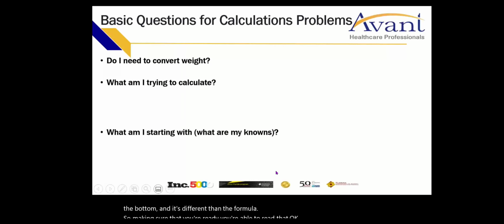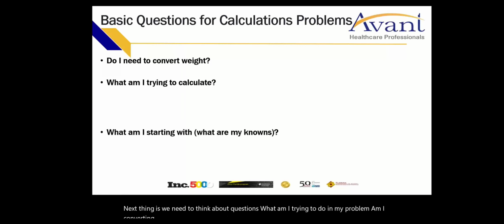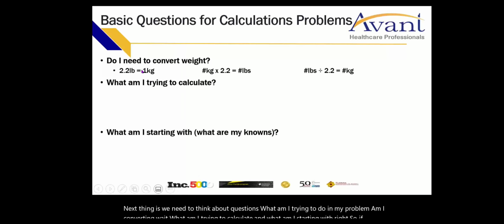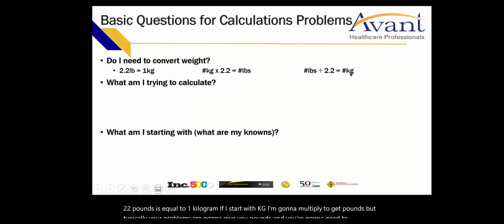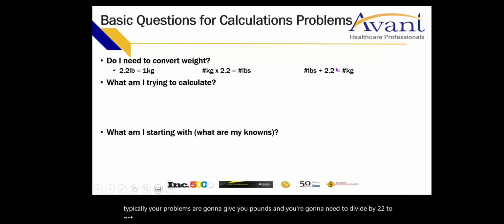All right. Next thing is we need to think about questions. What am I trying to do in my problem? Am I converting weight? What am I trying to calculate? And what am I starting with, right? So if I'm converting weight, 2.2 pounds is equal to 1 kilogram. If I start with kilograms, I'm going to multiply to get pounds. But typically your problems are going to give you pounds, and you're going to need to divide by 2.2 to get kilograms. This is one of those that I did have trouble remembering because I have problems with formulas.